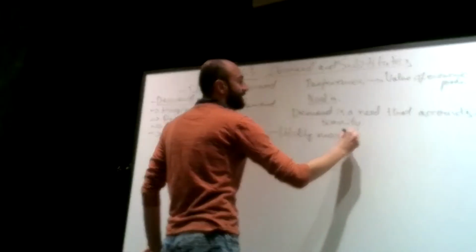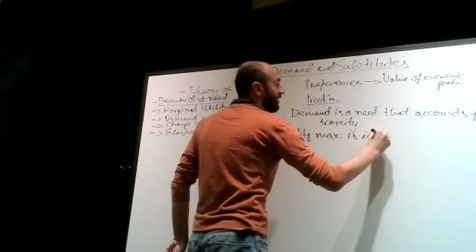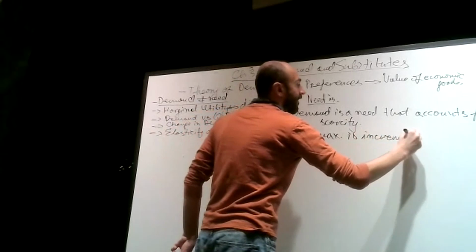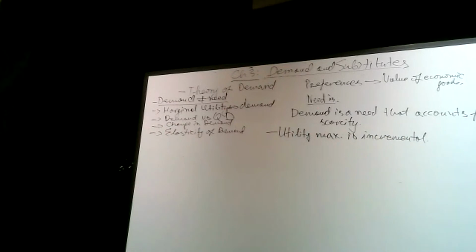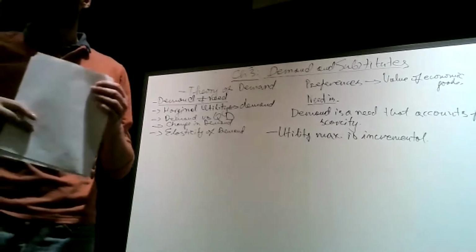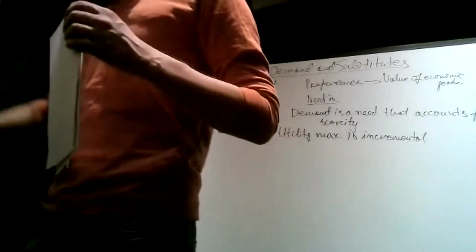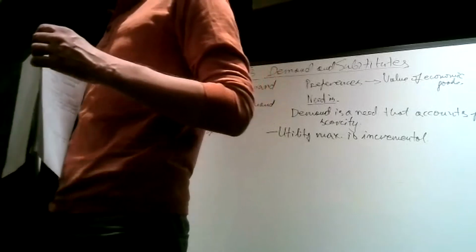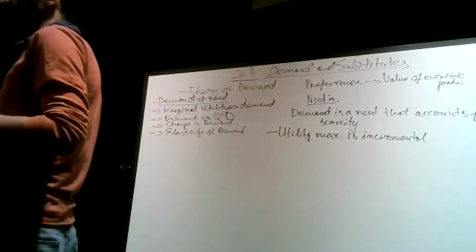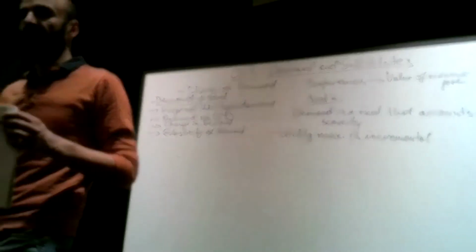Utility maximization is incremental. That means two things, or has two aspects, rather. We never satisfy all our needs 100%. Why? Because we always have to balance satisfaction of other competing needs.